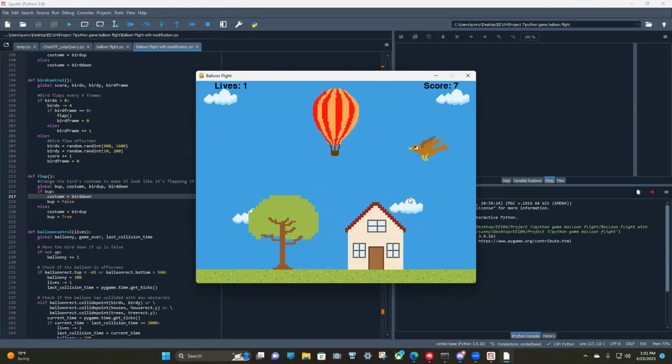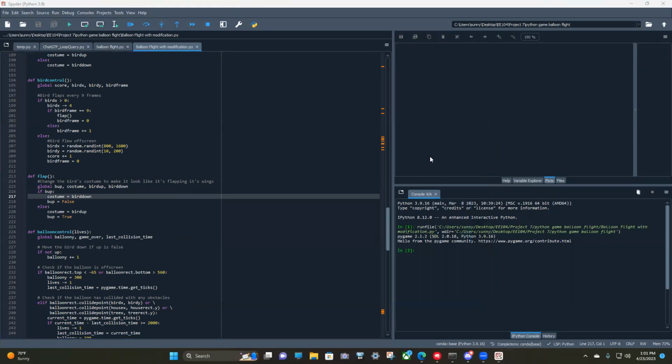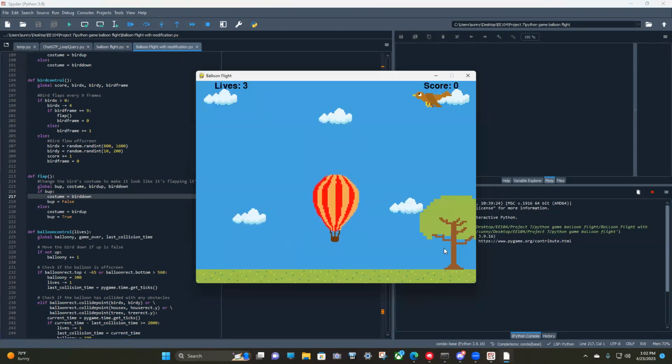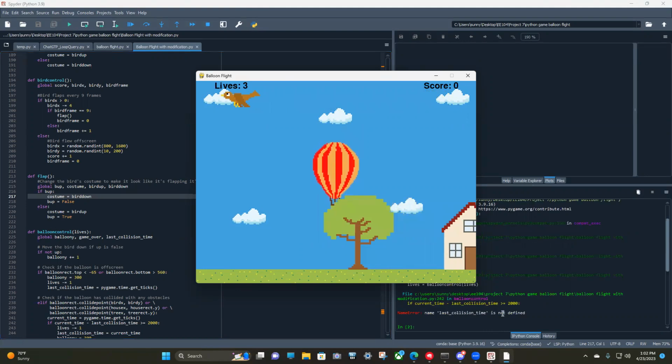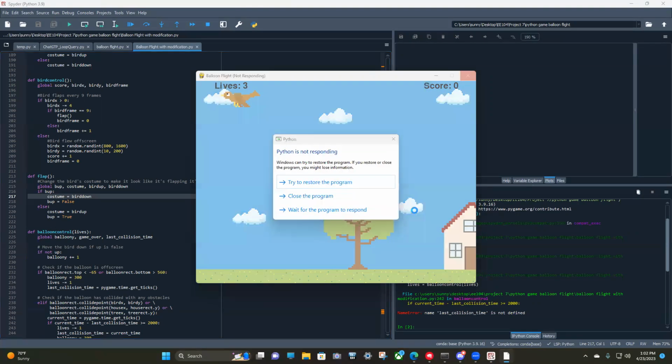If I get hit one more time, then game ends. There we go. I went too high. Game ended. Yeah, it's working. It's just an issue with the kernel. I don't know why it does that. But yeah. Current time, collision not defined.